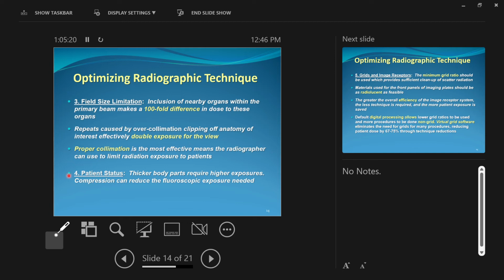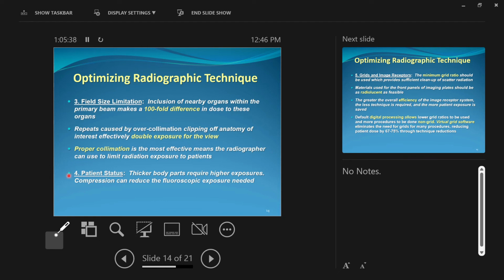But importantly, the thicker your patient, the higher the exposure. Here's what's interesting. For every 4 centimeter increase in patient thickness, this is a rule called the 4 centimeter rule, the technique that you use has to double. The technique you use has to double.